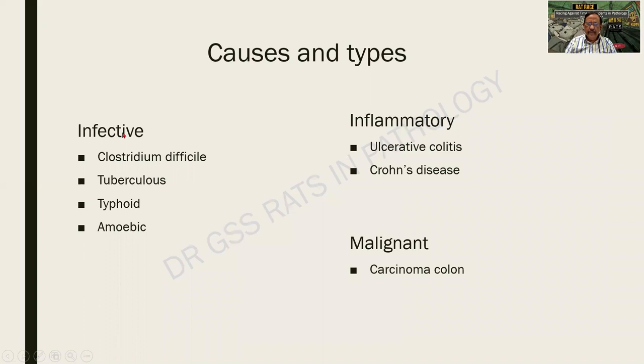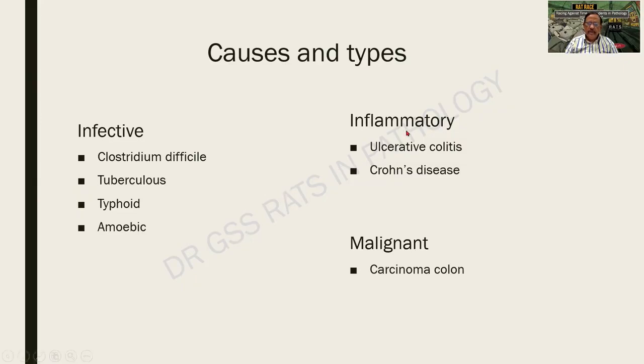One is infective. One cause we have already mentioned, the Clostridium difficile. The others are tuberculosis, typhoid, and amoebic ulcers. These three have got specific pathological, morphological, and microscopic features, and hence they will be repeatedly asked as questions.